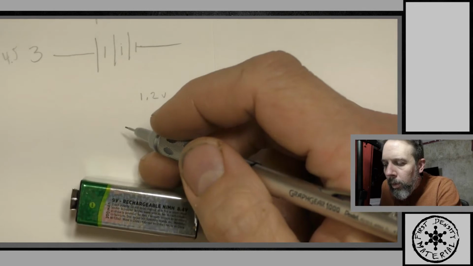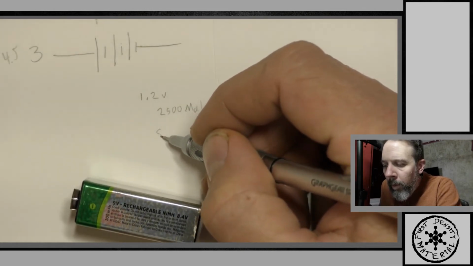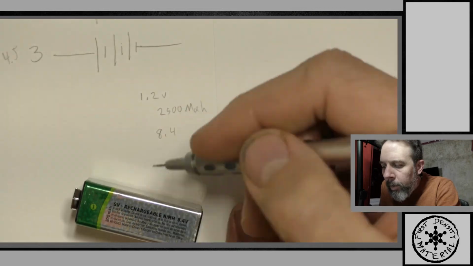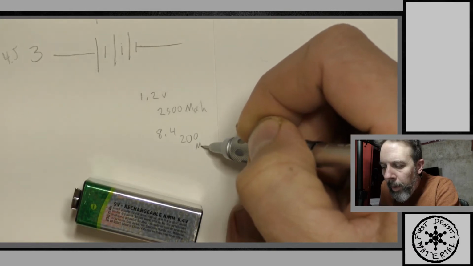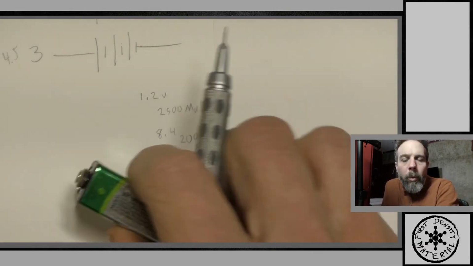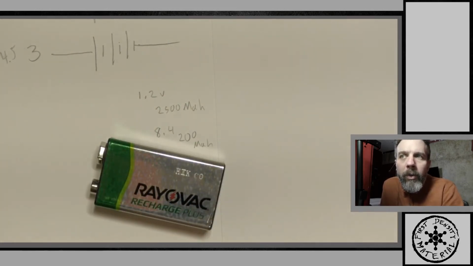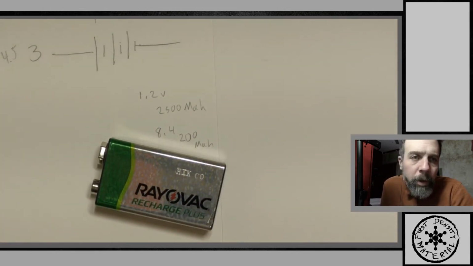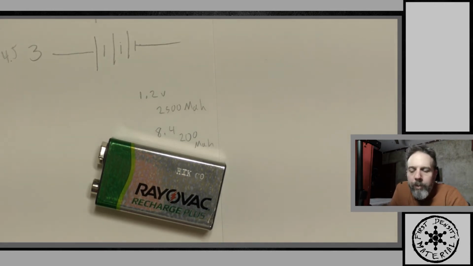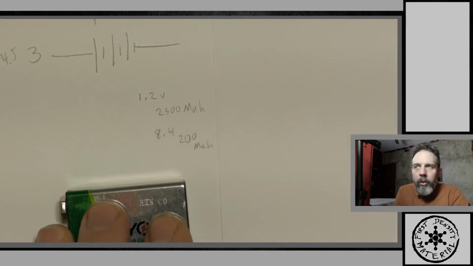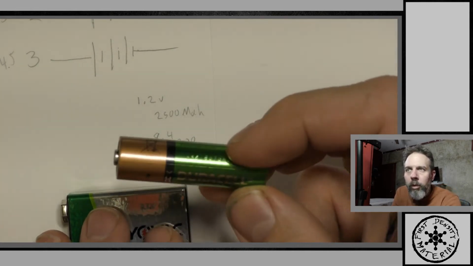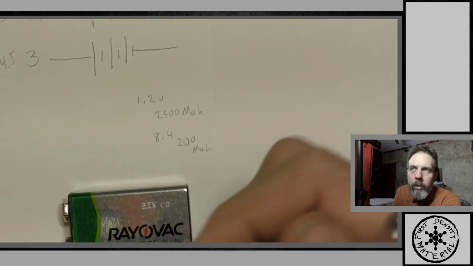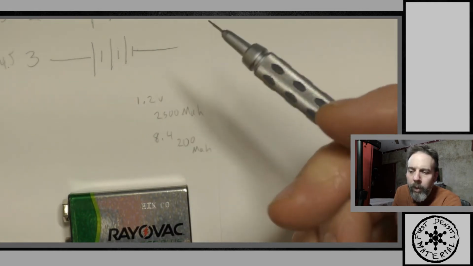This one says 8.4 at 200 milliamp hours. Whenever you're dealing with rechargeable batteries, they are nice because when you get done with them, you can just recharge them. But you'll notice this is a 9-volt battery, but it's really 8.4. And this one is usually a 1.5 volt battery, but since it's rechargeable, it's 1.2 volt.